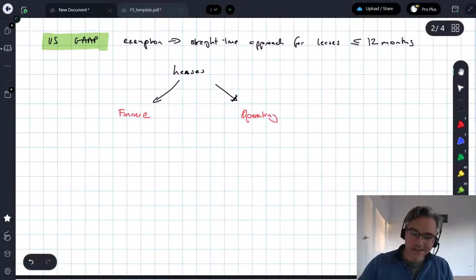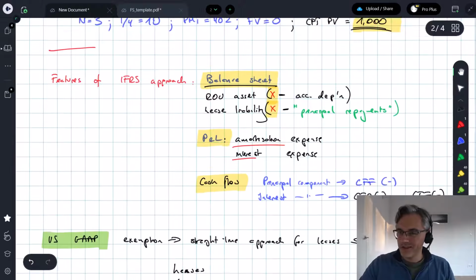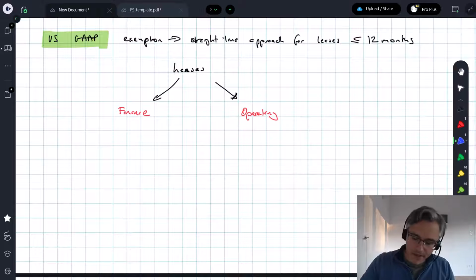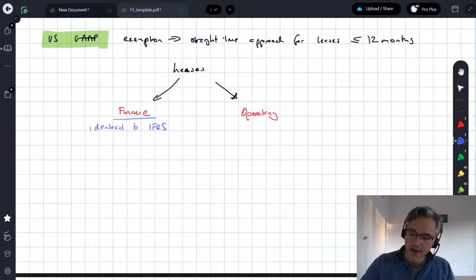And here it does matter. Under IFRS, I said the approach is uniform, so the split doesn't matter if you're a lessee. But if you're a lessee under US GAAP, it does matter. For a lease classified as a finance lease, you'll be happy to know that there is convergence with IFRS. So the approach is identical to IFRS. For operating, unfortunately, it is different. And it's different in a way that in the end, you'll see that it's actually quite easy.